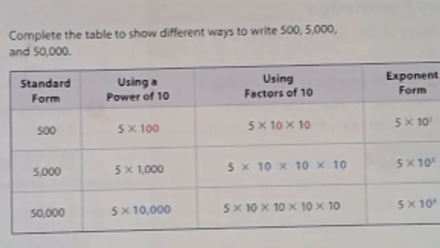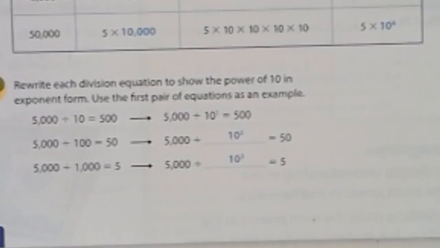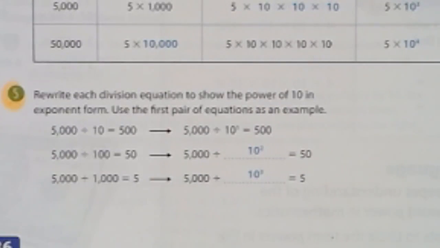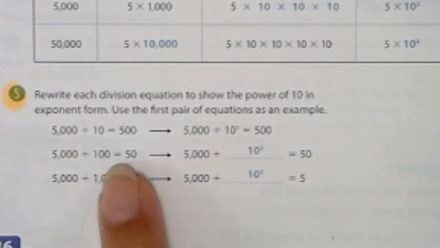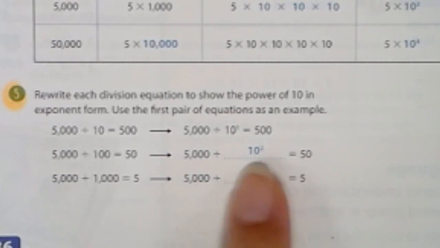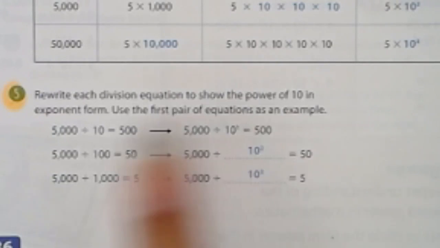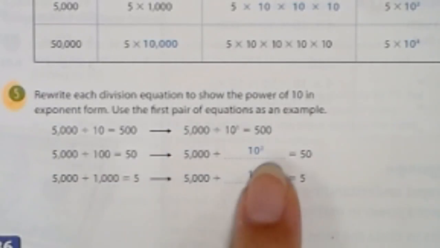And the last one on that page, you are rewriting each division equation to show the power of 10 in exponent form. And you had an example that you could have used to guide you. So we're going to skip that example. 5,000 divided by 100 equals 50. So that's the same thing as 5,000 divided by 10 to the second, which also equals 50. So you're just taking this power of 10 here and you're writing it in short form. So 100 was 10 to the second and 1,000 is 10 to the third.